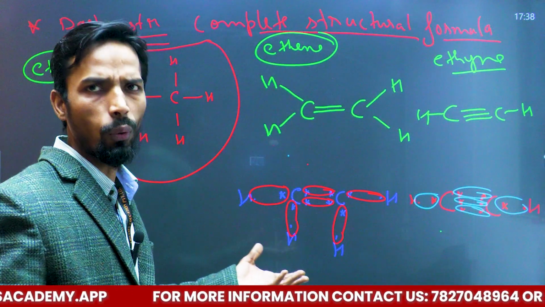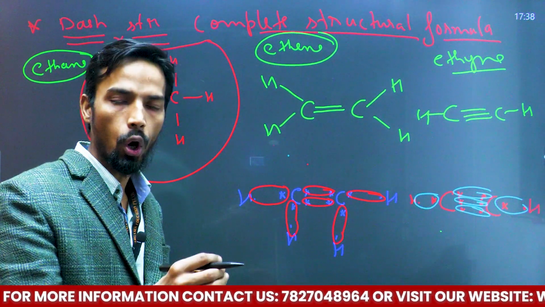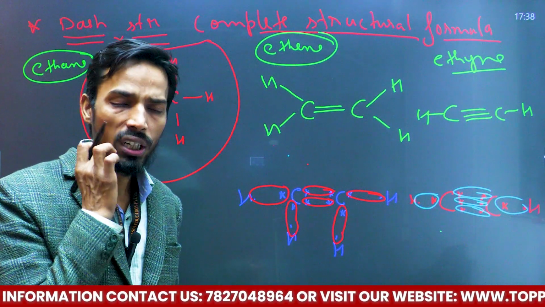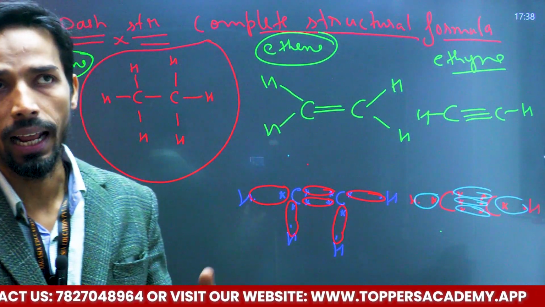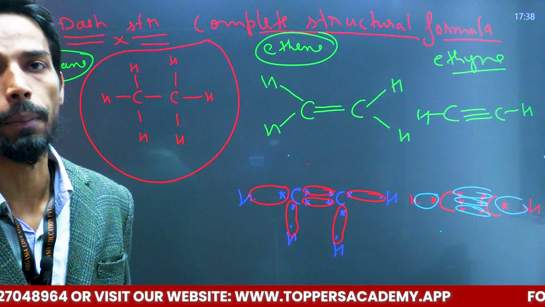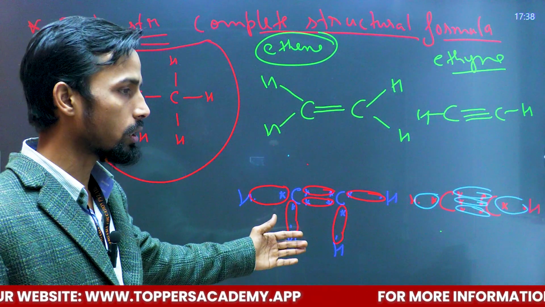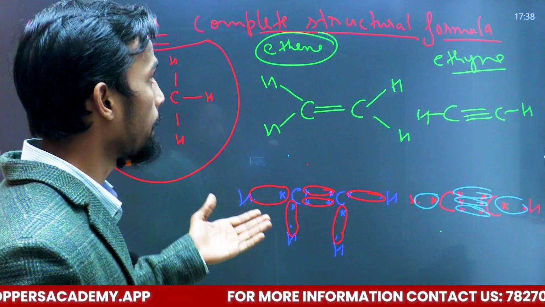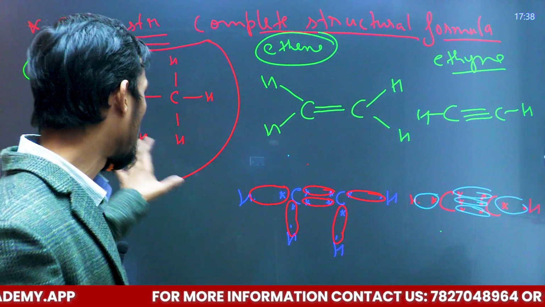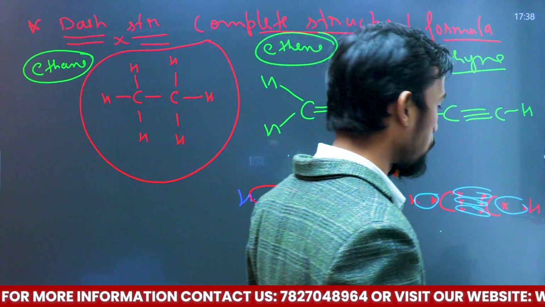This is quite a hectic problem, because you are making dots and sometimes you will miss some dot. So it is not an appropriate way to write lengthy or complex structure compounds. The dash structure or complete structural formula of these compounds is quite a better way compared to this. Now we will be seeing the condensed structural formula.